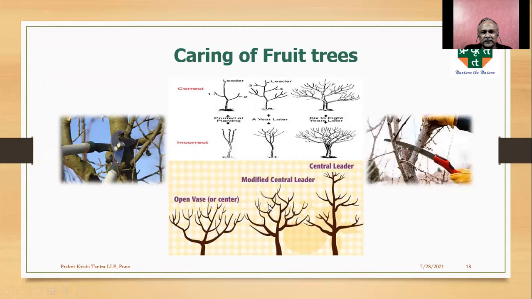And otherwise it is the modified central leader, the main branch is coming up, and then the side branches are coming up. Depending on the structure and type of the tree, there are certain tall trees in which the main stem grows taller and taller, and side branches come up. So you have to understand the type of the tree, and accordingly select whether your pruning should be based on the open vase system, or the modified central leader system, or the central leader system. Through the structure of the tree, you need to decide.